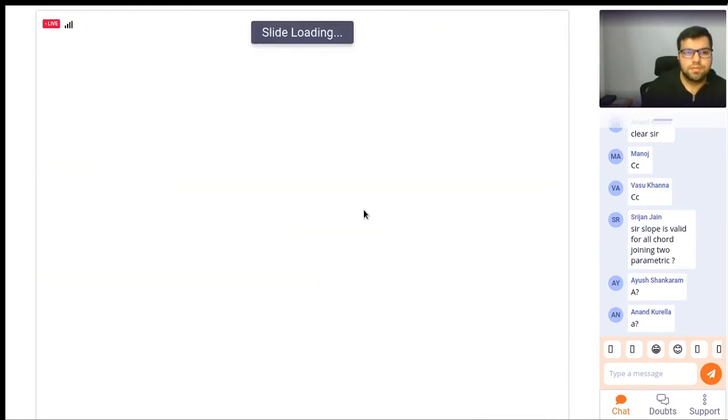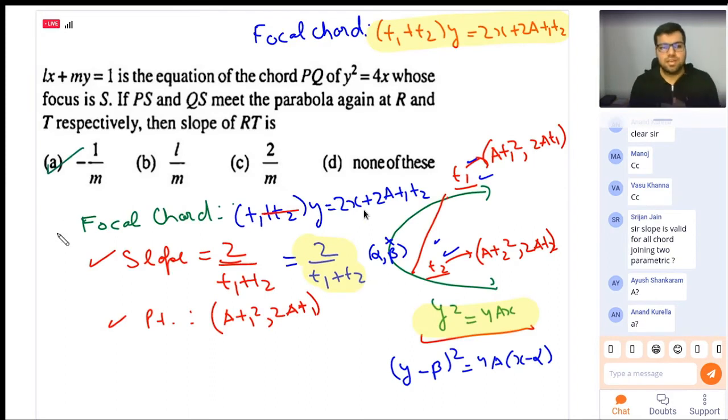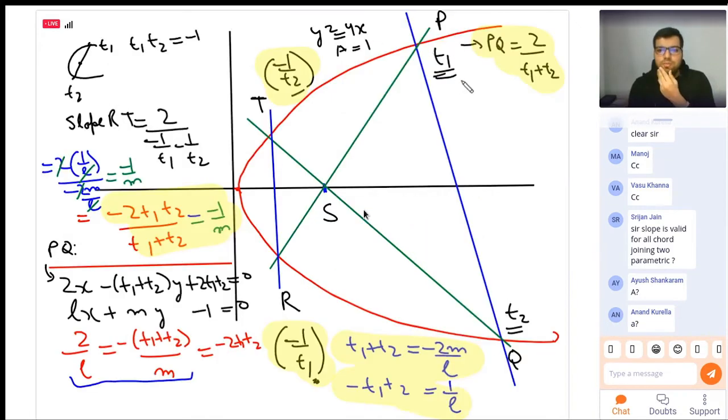So option A is correct. Everybody, is it clear? I will just repeat it once again. So first I talked about PQ. P is T1 and Q I took as T2. Equation of chord PQ I know from the focal chord equation, 2x minus (T1 plus T2)y plus 2T1T2.